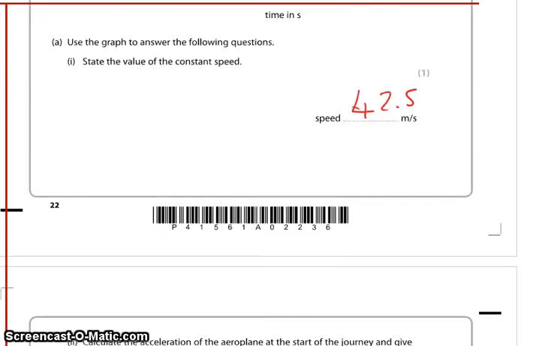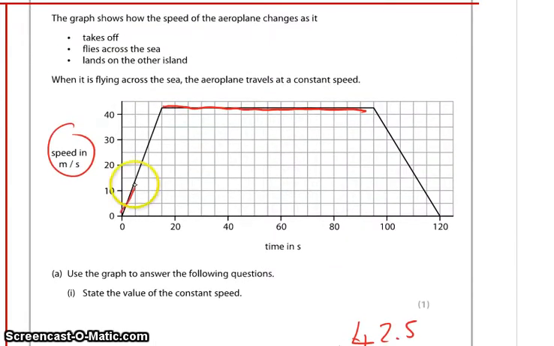Now, acceleration at the start of the journey, we're looking at this section here. That's a speed time graph, and acceleration is the gradient.